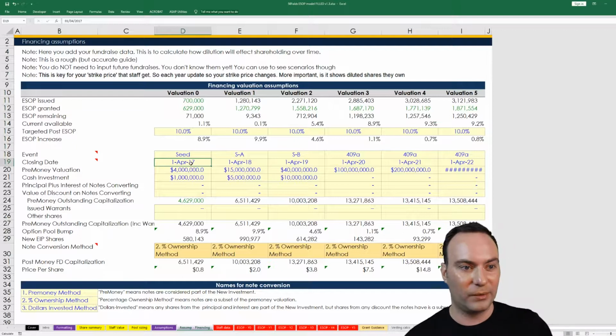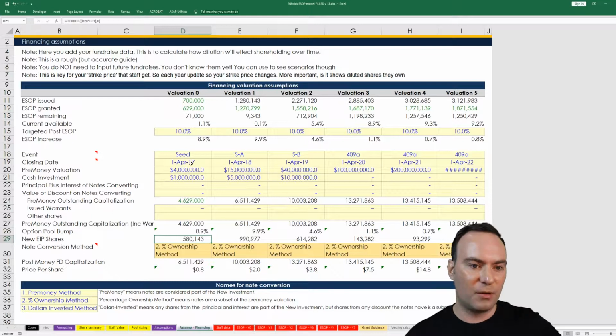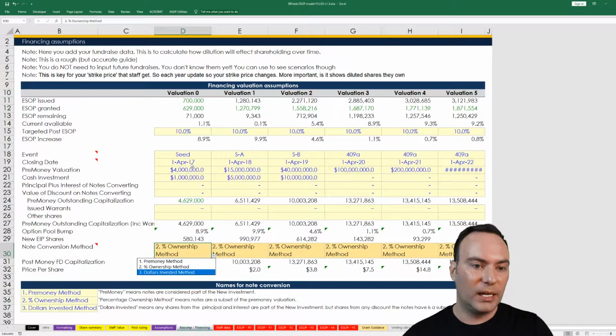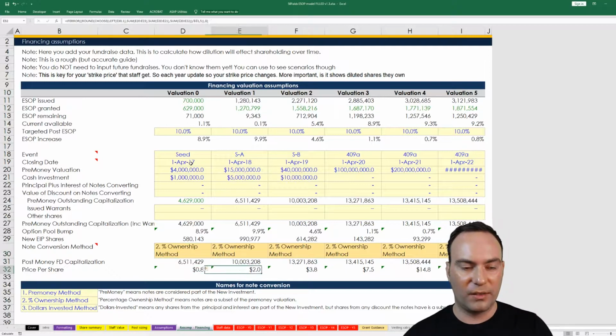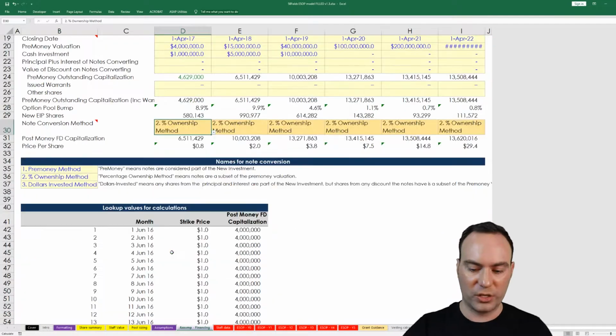Pre-money plus the investment equals your post-money. If you've got convertible notes, they can convert, and that'll change that and tell you the number of shares you have, and what the impact is on your option pools, the number of new EIP or ESOP shares that you're going to be having here, employment investment program, whatever. Conversion note methods, if you have convertible notes, it's a pre-money, post-money, dollar investment method, whatever. It tells you the price per share that your employees will be getting at that point. Here are drop-down menus, don't need to touch them, it powers that. Here are formulas, don't touch them.